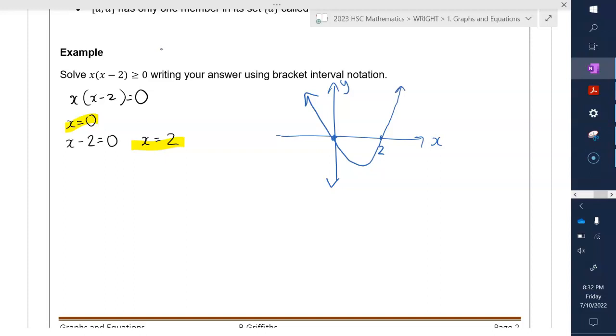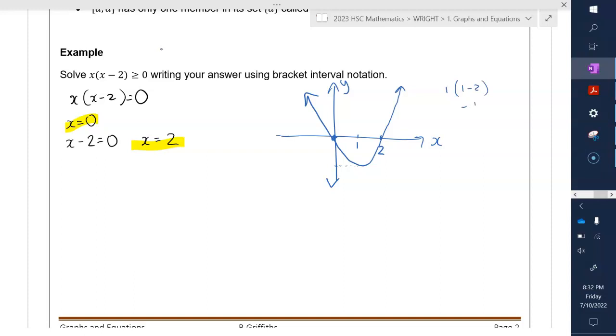To be perfectly accurate, we should probably find our vertex. That would be 1 in there. If I popped x equals 1 back into my function here, I'd have 1 times (1 minus 2).